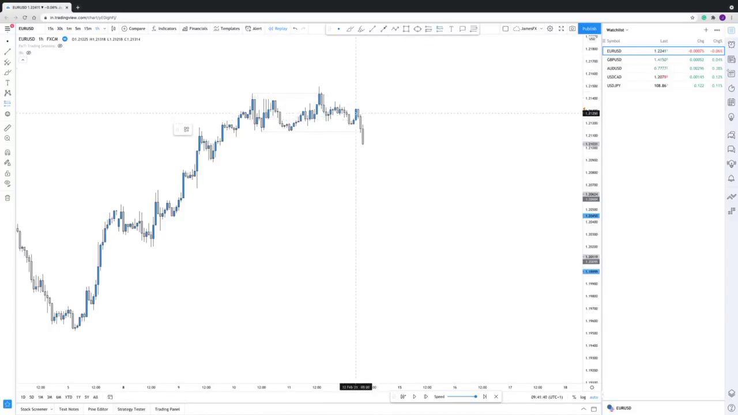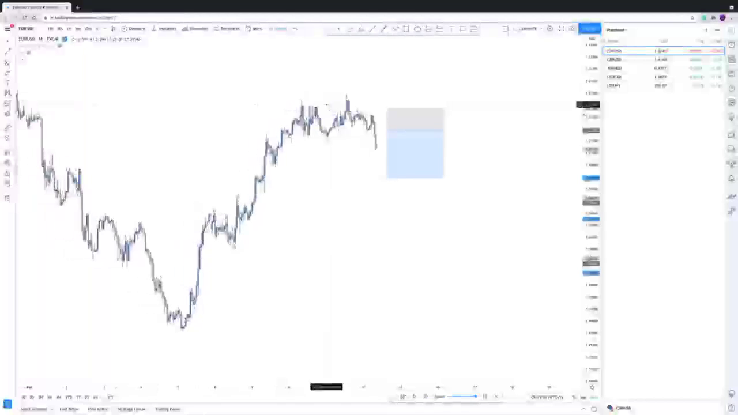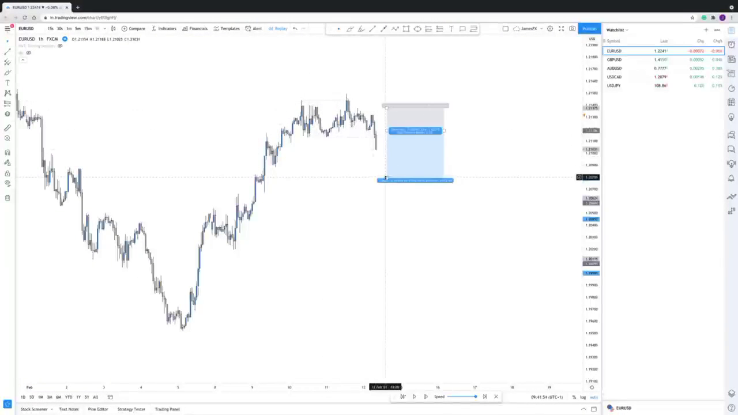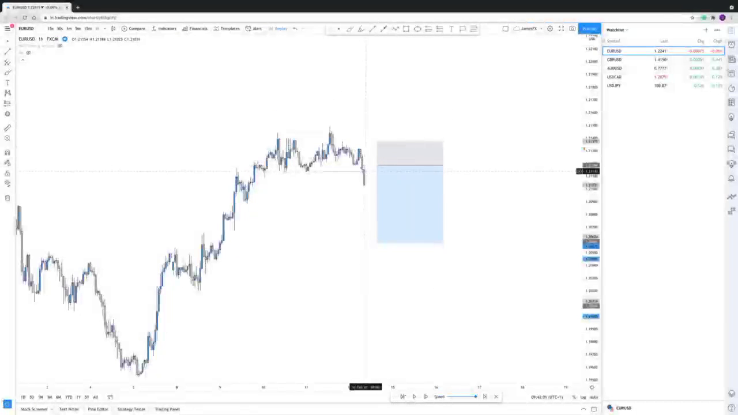So where would entries be? Well, we've had an impulsive move. Maybe at this low here, okay? Now, I'm not a retail trader, but this is clearly an impulse down, with a head and shoulders type feel to it. It's likely that people are going to be looking to short from here.